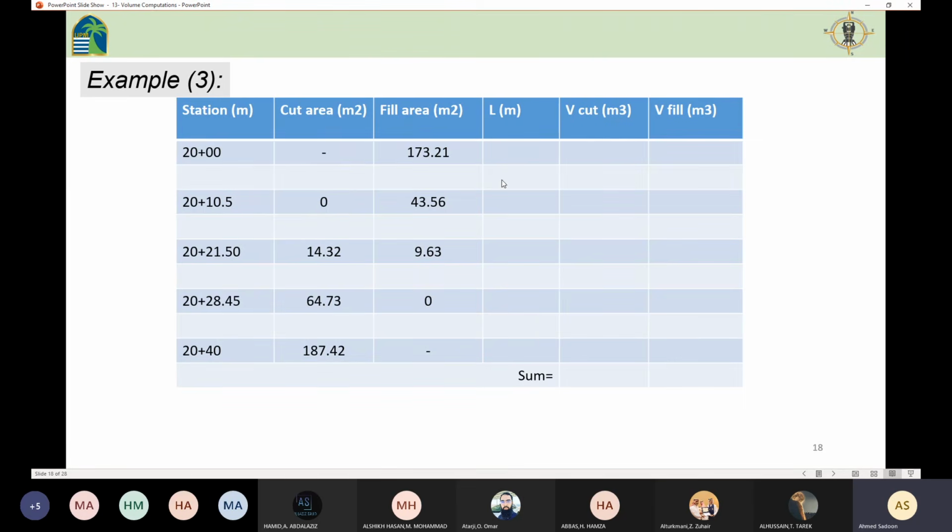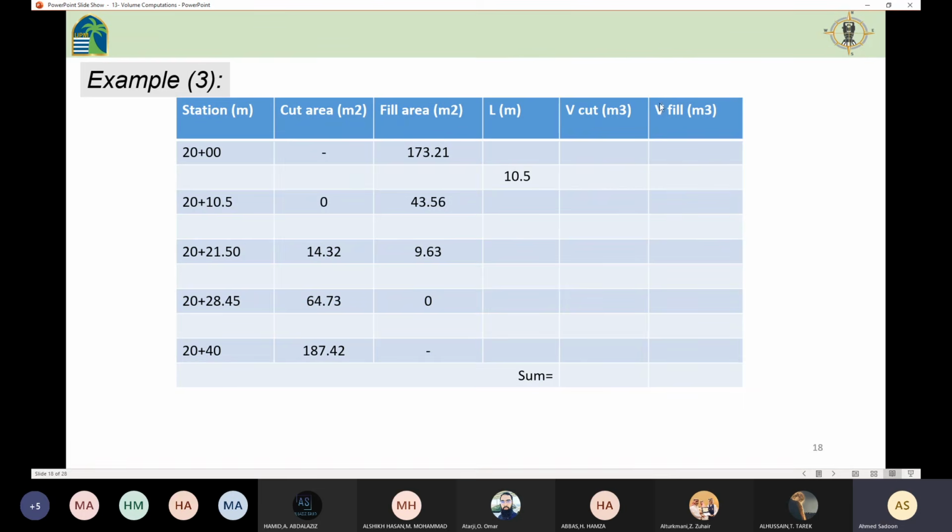First, I need to determine the length between these two stations, which is going to be this one minus that one, which is 10.5 meters. Remember, in order to determine the volume, we say that the volume is going to be D times (A1 plus A2) over 2, right? So L here represents the value of D, the distance between the two sections. Then V cut: the area for V cut is 0 here and 0 there, which means that the value of V cut is 0.